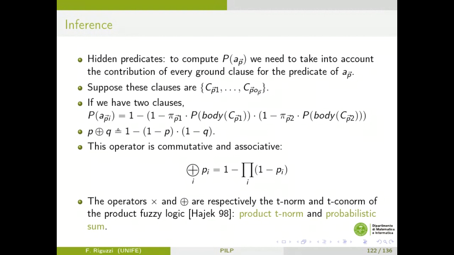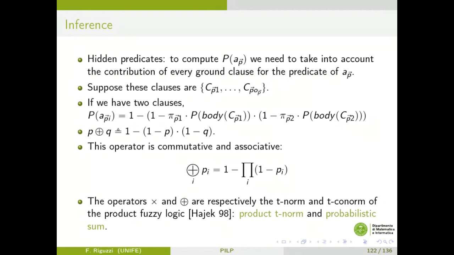This O plus operator, this probabilistic sum operator, is commutative and associative. If I want to perform an O plus operation among a set of values, we get this formula here. And the interesting part is that the multiplication operator and the O plus operator are respectively the T-norm and T-conorm of the product fuzzy logic, which are called the product T-norm and probabilistic sum. So if I respect this restriction in writing the program, I get a program where the values of the probability of the atoms can be interpreted also as fuzzy values.